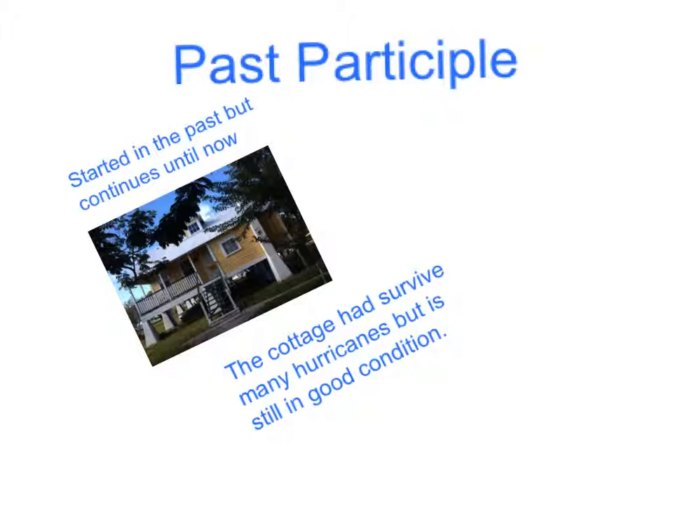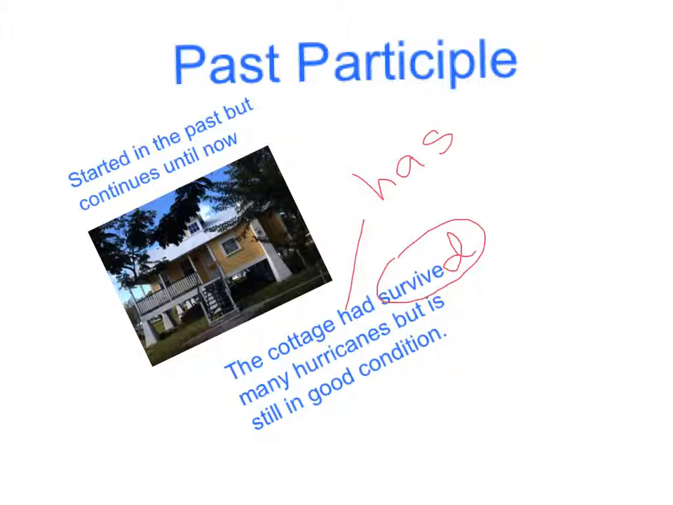All right. So I'm going to take this example here. This cottage had survived many hurricanes, but is still in good condition. That's past tense. If I wanted to make it present tense, I would say has survived. So the participle is the second form.